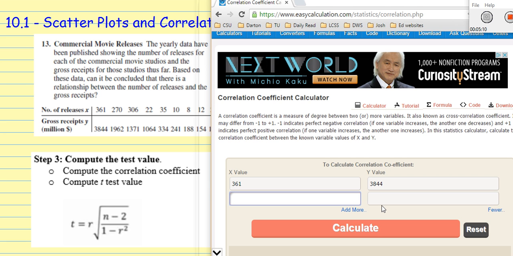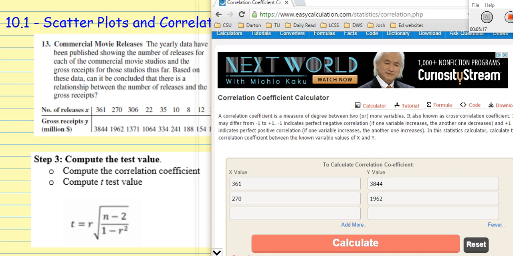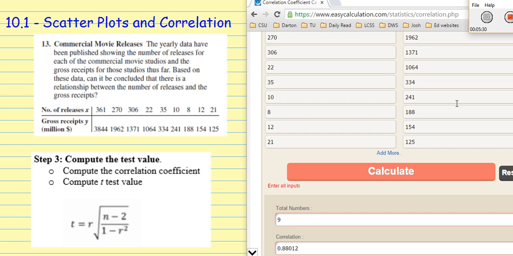You come down to that spot, you type in 270, tab, 1962. You have to hit add more, and then you come over here and type in 306, tab, 1371. I'm going to hit pause and finish putting my numbers in while you put yours in. Alright, once you get them all put in, it should say 9. It'll show right there.